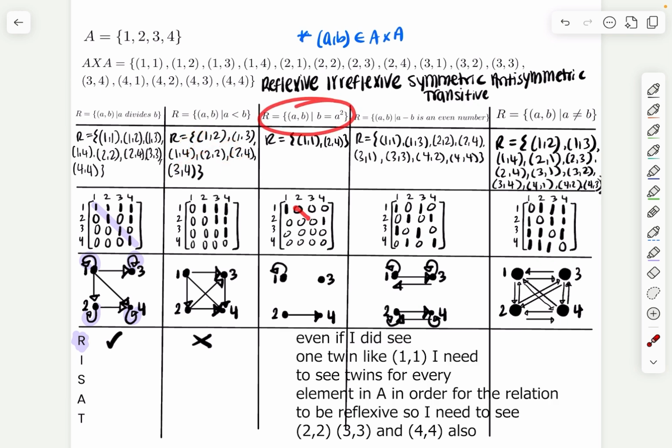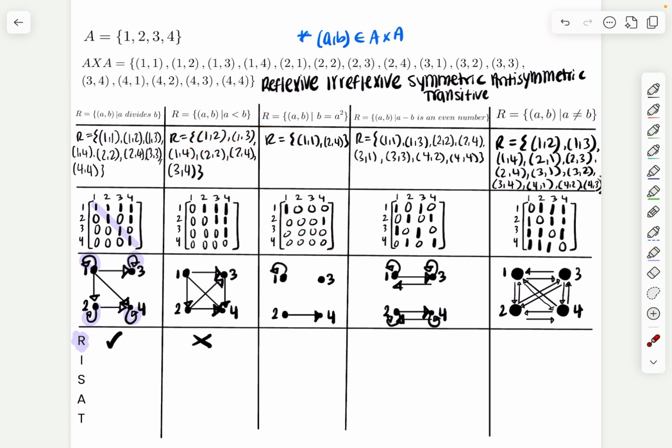For this relation, I don't see ones in the main diagonal, so it's not reflexive. By the way, main diagonal means this. The other diagonal would be this one, just in case you forgot some vocab from linear algebra. Is this relation reflexive? Well, I see all ones in the main diagonal, so yes. In the graph, I see loops on every single dot, so yes. In roster notation, I see twins for every single element in the main.